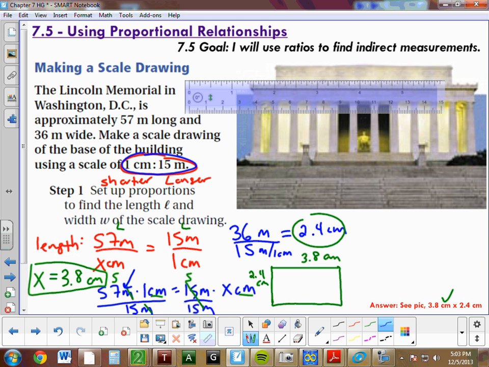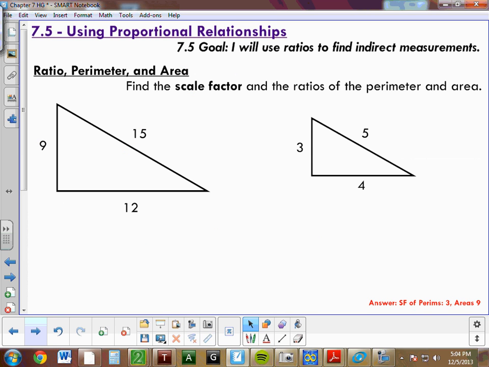And here's Mr. Lincoln. He's got a top hat. He's got a beard. So there's him. But anyways, that's how you do that. So scale drawing, there's going to be ones where we do that in 7.5 and 7.6 as we move forward. So moving on to this.